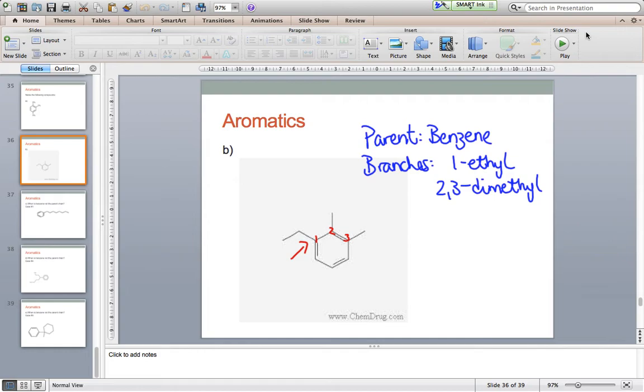Now, when I put this together, remember I want to alphabetize, but I alphabetize only according to the name of the branch, not this prefix. So the name of the branches off 2 and 3 is methyl, so that's where I start my alphabetization. Again, it's just one of those things that perhaps it doesn't make the most sense, and perhaps it's just people being super picky in the naming. That's how it is, though. Okay? So when I put this name together, 1-ethyl-2,3-dimethylbenzene.